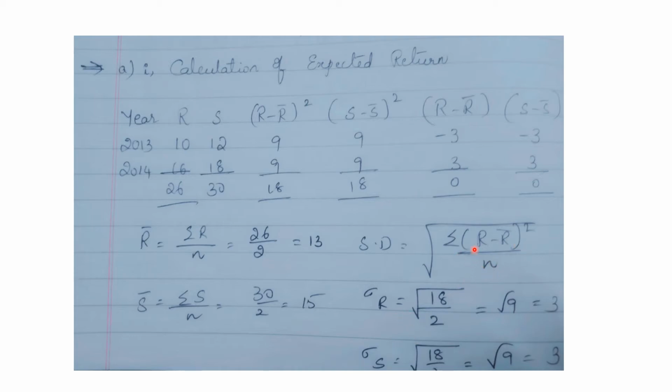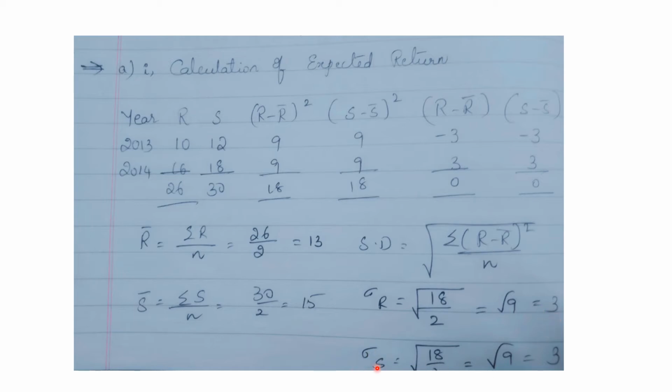So here, what is the summation of (r minus r bar) the whole square? We have got the summation for 2 years, so that value is 18. So root of 18 upon 2 comes to root of 9, and the square root of 9 is nothing but 3.